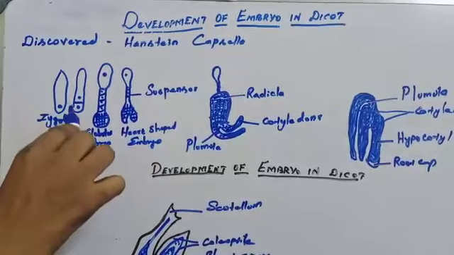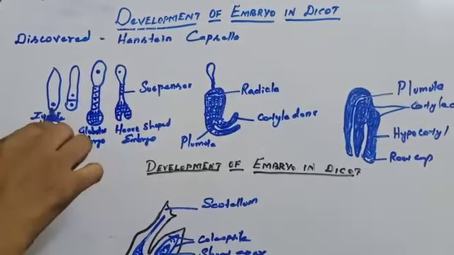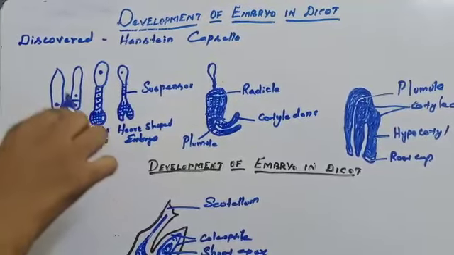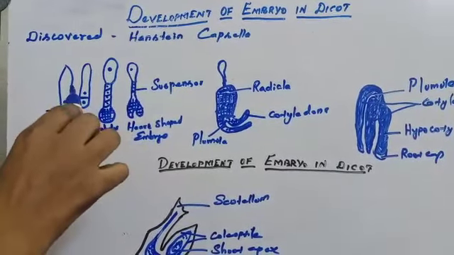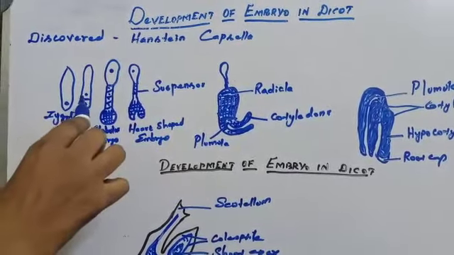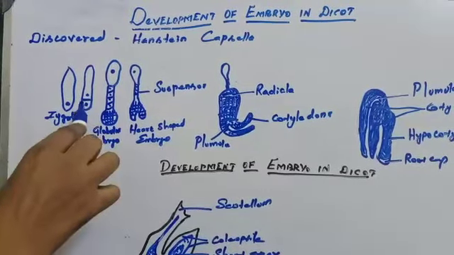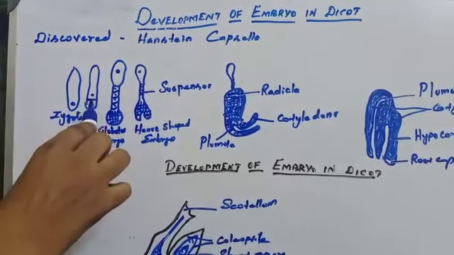Why do they have this adaptation? Because then only they can get nutrition to the developing embryo. Okay, the first division of the oospore is transverse. You can see here transverse division occurs.